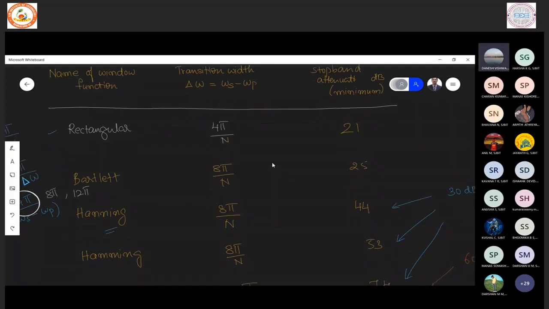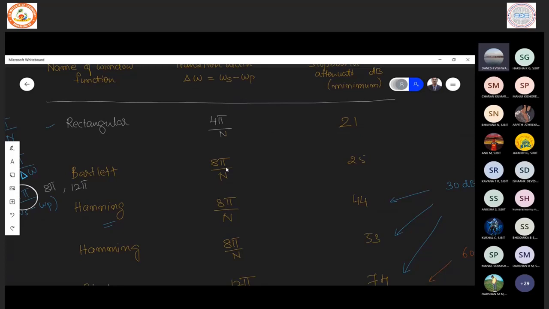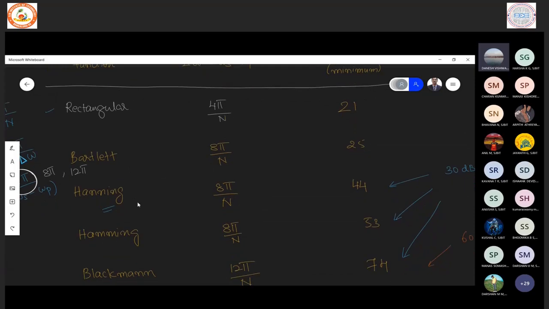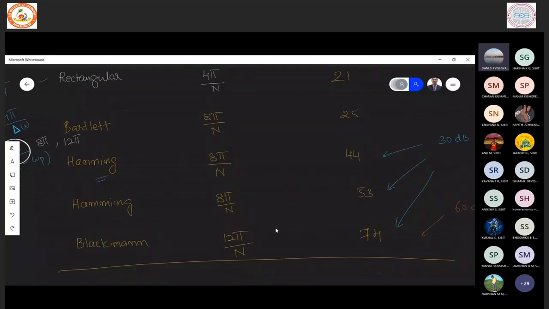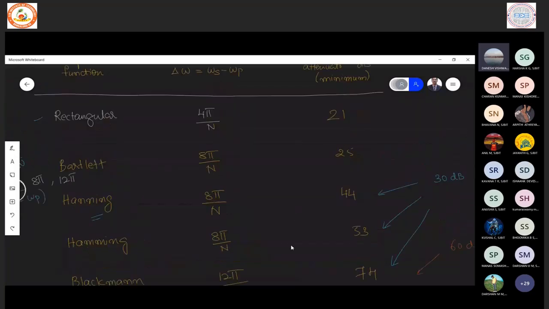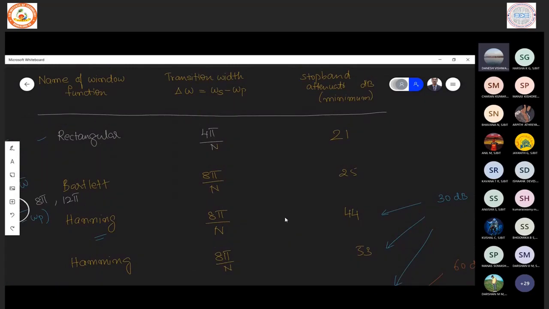Now let us see how the transition width is for the different cases. For the rectangular window, the transition width is not very high; it is 4 pi by N. But for the remaining cases, Bartlett, Hanning and Hamming, it is 8 pi by N. It is double. For the Blackman window, it is still more: 12 pi by N, which is three times the width. Having more transition width is not desirable, but we can't help it.